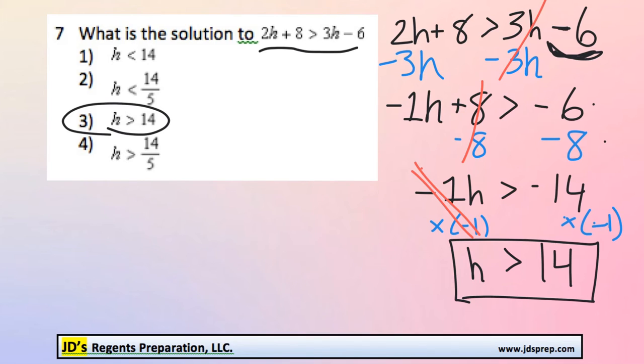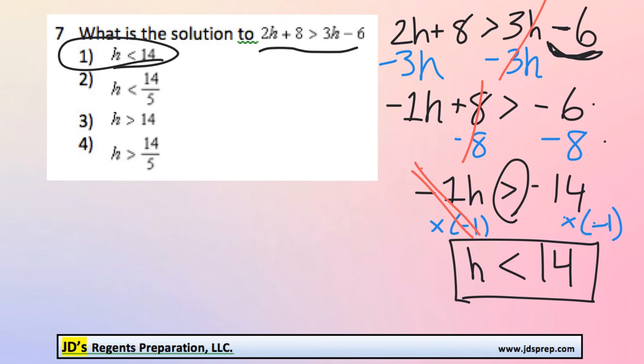Oh, my apologies. I just realized that's not right. Okay, and you know what? I think it's important to see the mistake I made because it's a common mistake. What happens is that because we multiplied our inequality by a negative number, and this happens whether you multiply or divide by a negative number, the inequality symbol actually changes direction. So instead of being greater than, it's going to be less than. So the real answer is number 1.